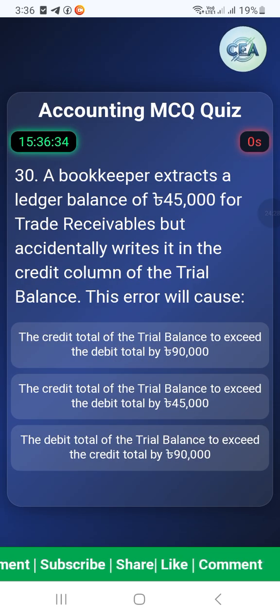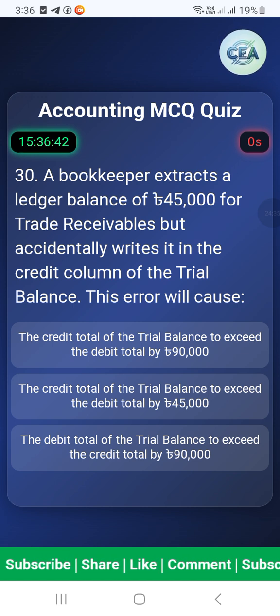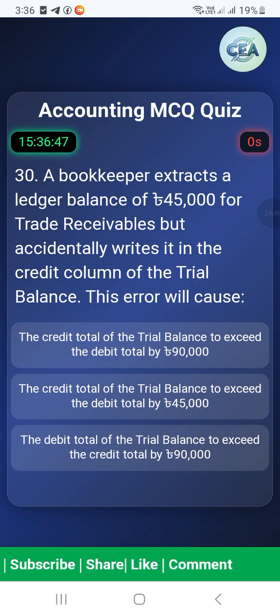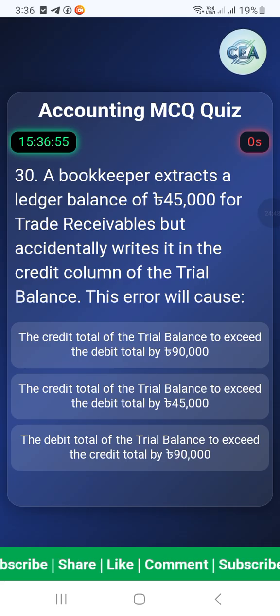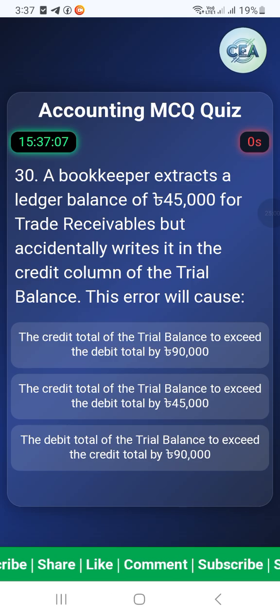30. A bookkeeper extracts a ledger balance of 45,000 takas for trade receivables but accidentally writes it in the credit column of the trial balance. This error will cause Option 1. The credit total of the trial balance to exceed the debit total by 90,000 takas. Option 2. The credit total of the trial balance to exceed the debit total by 45,000 takas. Option 3. The debit total of the trial balance to exceed the credit total by 90,000 takas.